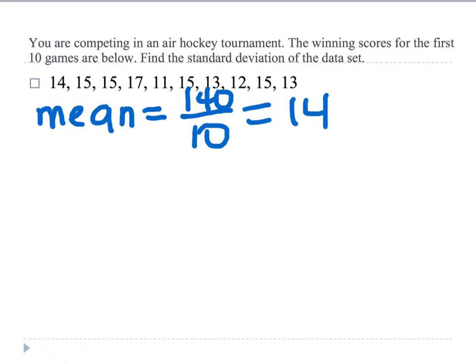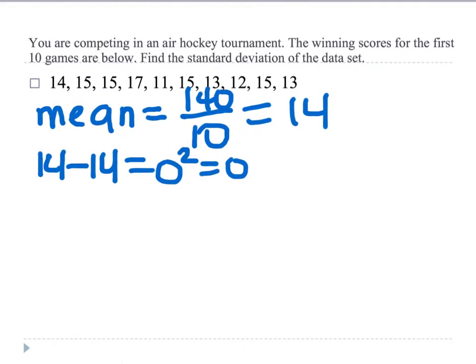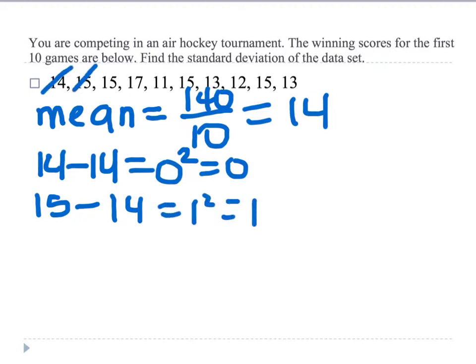Next, to find the variance, we take that number 14 and we take each one of these numbers and subtract them. So 14 minus 14 is 0, and we square that to get 0. And then we do it with 15. 15 minus 14 is 1, and 1 squared is 1. Done it with 14, done it with 15. Here is another 15, so that's another 1.